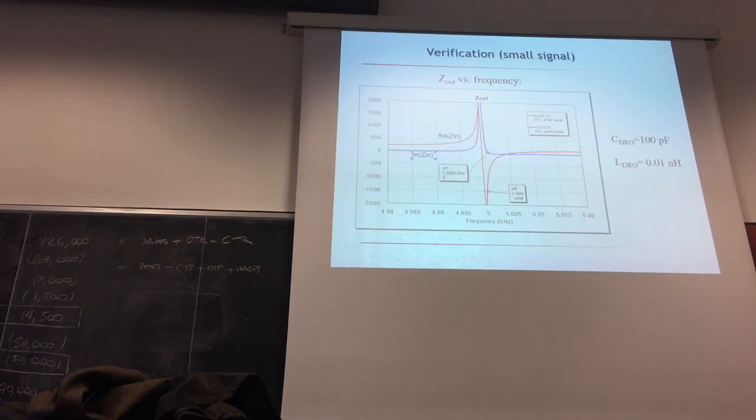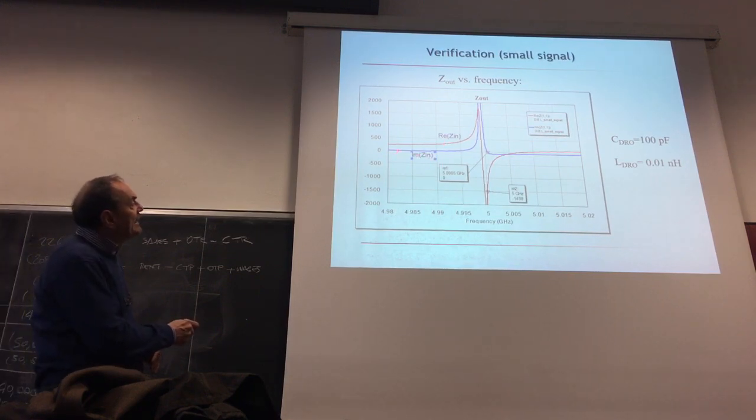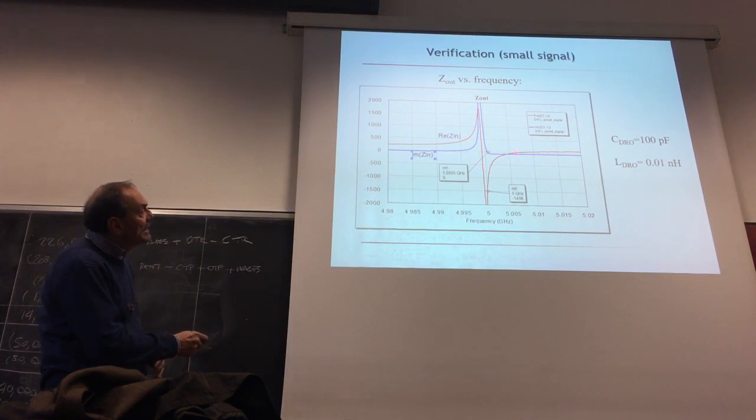Okay, you can see here the real part is the red curve. You see that the range where the oscillating frequency can happen, where the real part of Zin is negative, is only this one.